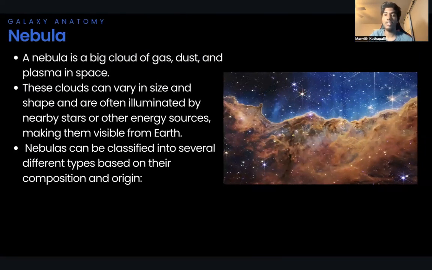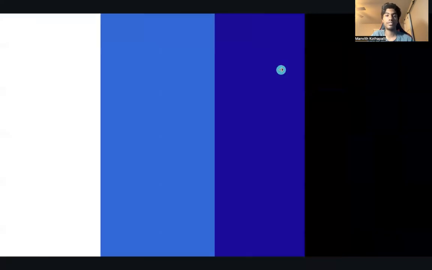Now let's move on to nebulas. A nebula is a big cloud of gas, dust, and plasma in space. These clouds can vary in size and shape and are often illuminated by nearby stars or other energy sources, making them visible from Earth. Nebulas can be classified into several different types based on their composition and origin.